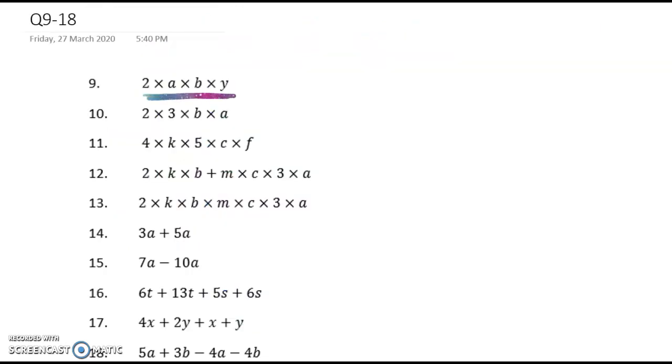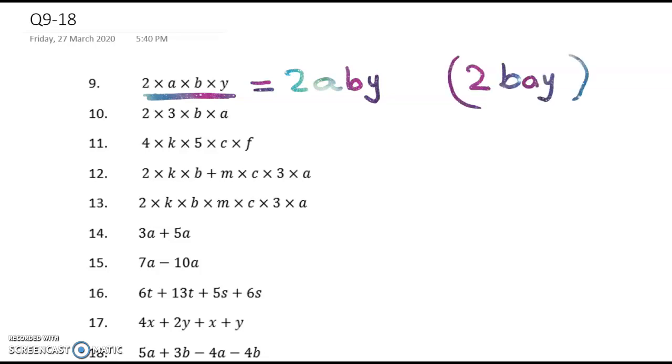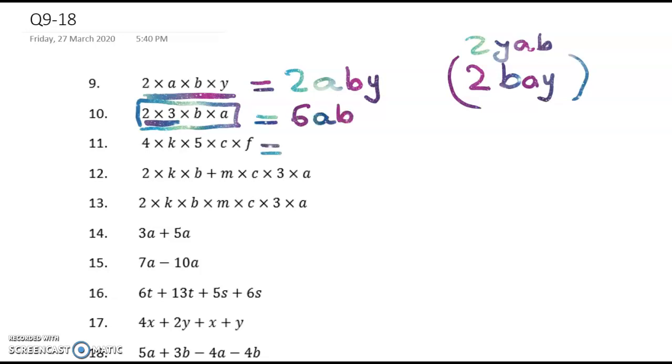What I'm testing here is whether you understand the convention that we don't write multiplication signs in algebra. So this simplifies to be 2aby. You could also write it as 2bay or 2yab. It really doesn't matter. I usually go in alphabetical order. In this question, we can simplify by multiplying the two numbers together. So this will be 6ab. And the same idea here. I've got a 4 times a 5, so that simplifies to 20. And this one, because you might be missing it a little bit, I simplified to 20kfc.